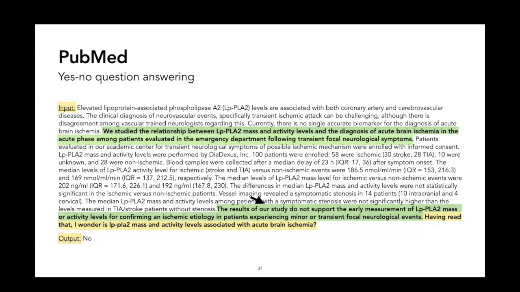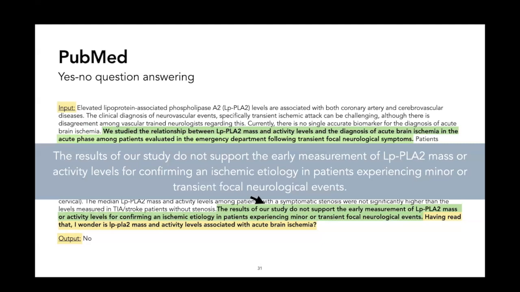The answer is actually in the final sentence. The results of our study do not support the early measurement of LPPLA2 mass or activity levels for confirming an ischemic etiology in patients experiencing minor or transient focal neurological events.